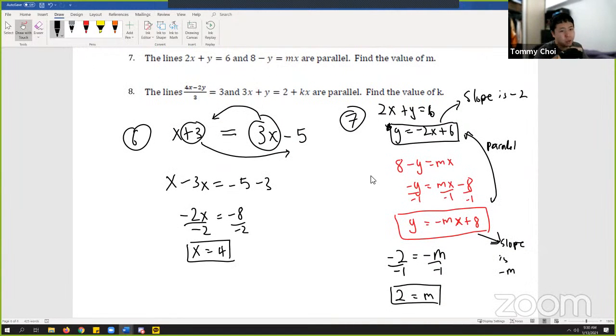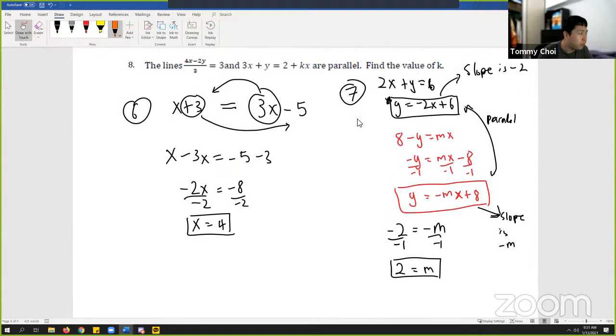Then we get to the last one. Four x minus 2y over 3 equals 3, and then 3x plus y equals 2 plus kx are parallel. Find the value of k. This was a difficult one. This was a challenge question. This would probably be a thinking question or an application question on a test.